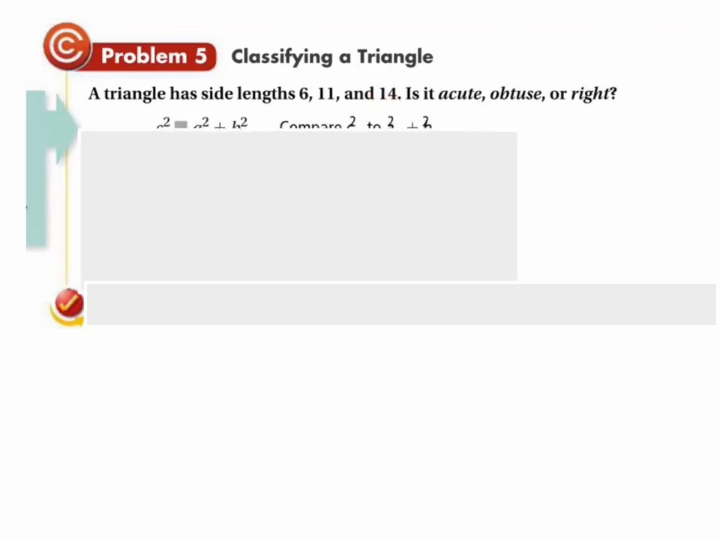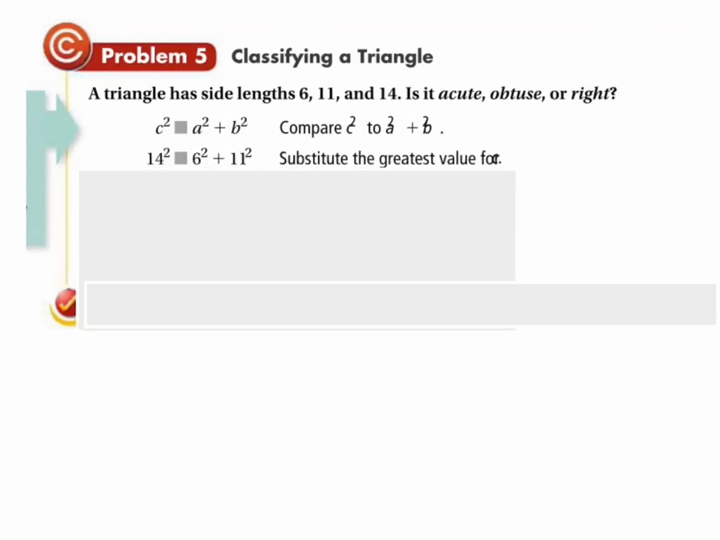So what does it look like? We're going to actually set it up like this. Is it greater than, less than, or equal to? You notice the typing was wrong in the book, but it says you're going to compare c squared to a squared plus b squared. So you're going to fill in those numbers.